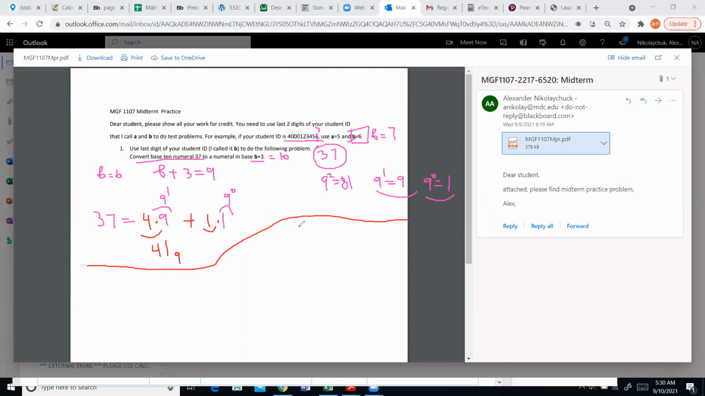But anyway, how about if you have a big digit for your student ID? For example, if your last digit is 9. So if B is 9, I'm doing the exact same exercise, but for someone whose last digit of student ID is 9. Then you have B plus 3, which is equal to 9 plus 3, which is 12. So now you have base 12.